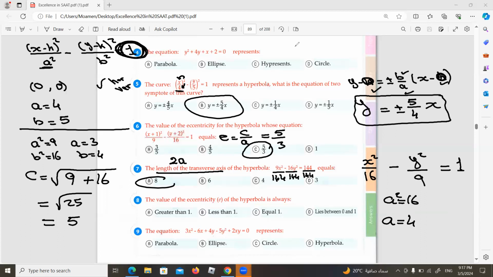To work with a hyperbola or ellipse, the equation must be equal to 1. How? Divide the whole equation by the number after the equal sign. The number after the equal is 144, so we get the result after that. The value of the eccentricity for the hyperbola is always greater than 1, as we said. It's a rule, and we don't need any calculation.